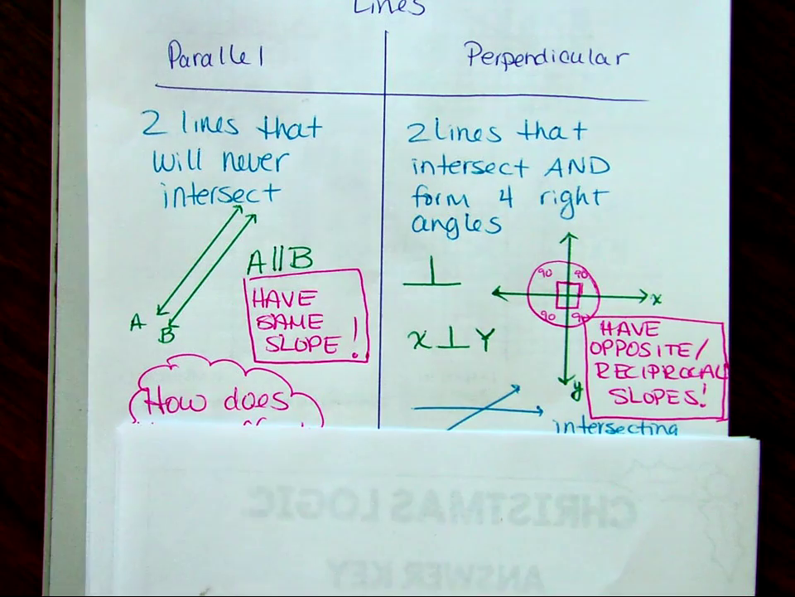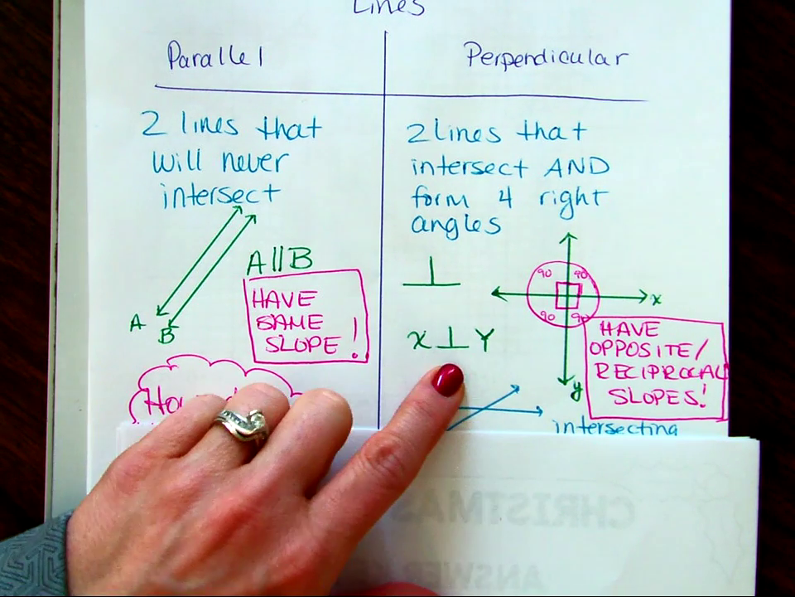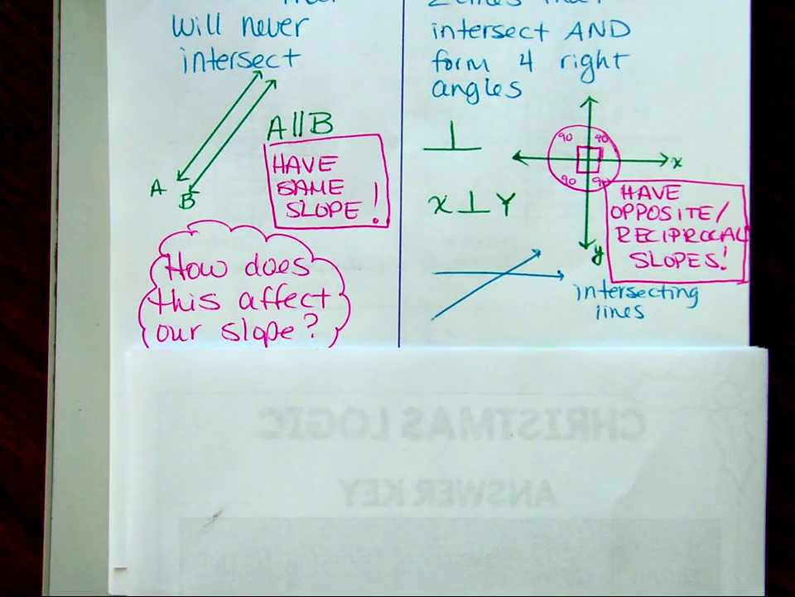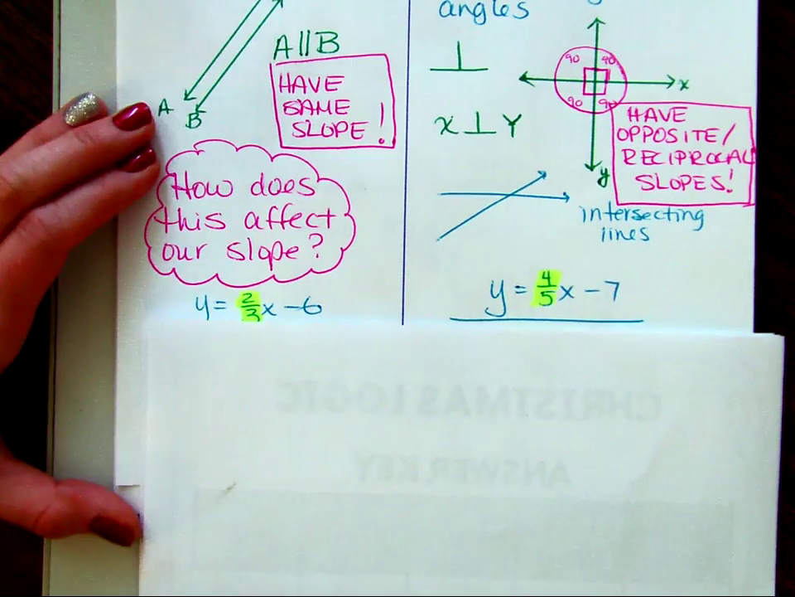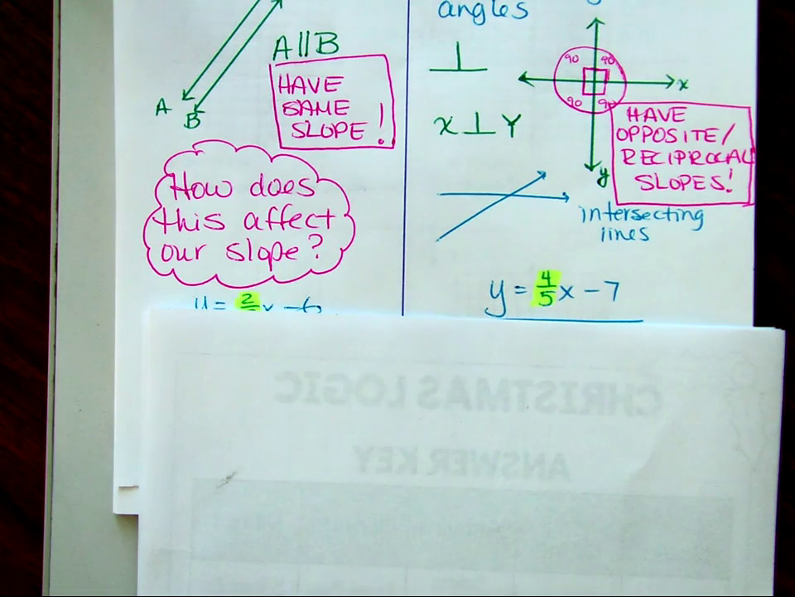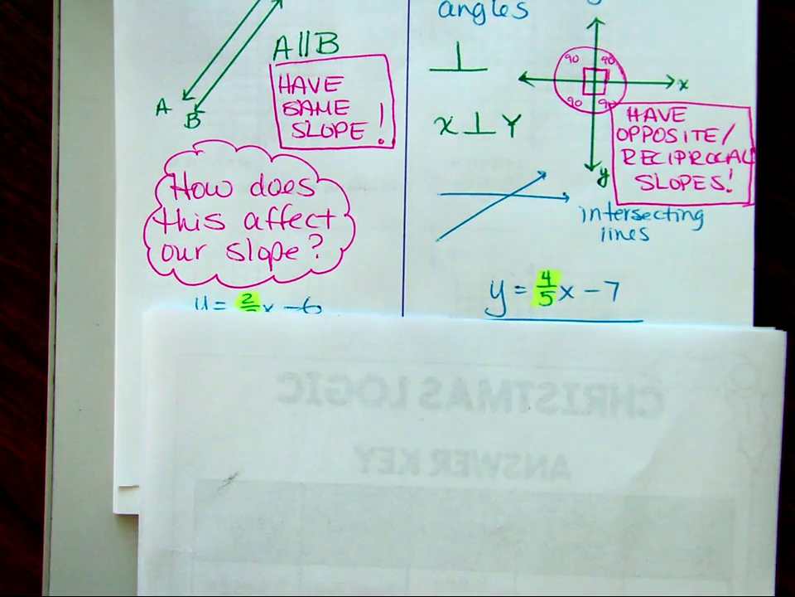And this is the sign for perpendicular. The x-axis and the y-axis are perpendicular to each other. This is just a pair of intersecting lines. And the whole point of this lesson yesterday, and I know we did a packet, and we're just going to ignore that packet for now because this is better: how does this affect our slope?